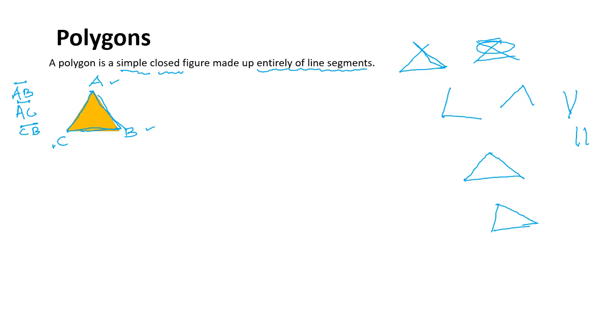There are three sides of the triangle. And there are three corners for the triangle. What are the corners? A, B and C. A, B and C are the three corners of the triangle. They are known as vertices.